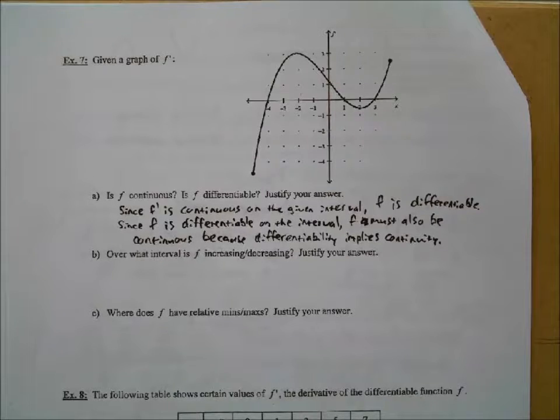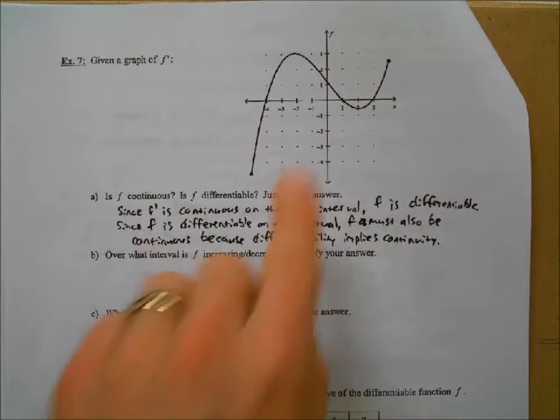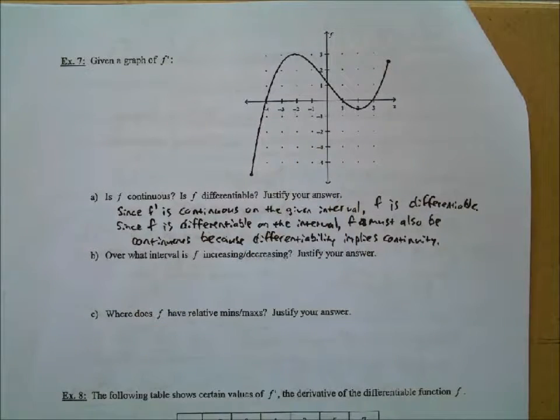All right, letter B. Over what interval is f increasing? Let's just focus on increasing. Over what interval is f going to be increasing, keeping in mind this is a graph of f prime? If we want to know when our function is increasing, the derivative will be what? Positive. So asking when f is increasing using f prime, we just need to figure out when our graph is positive here. For what interval is f prime positive?